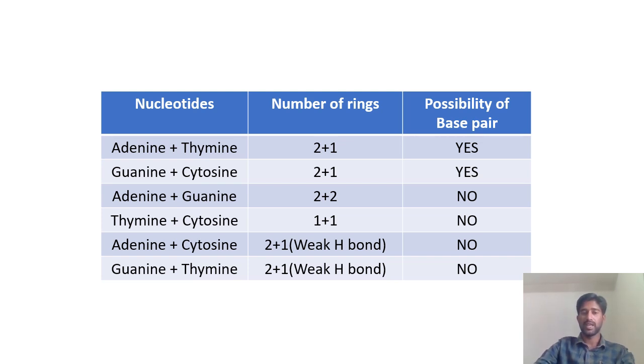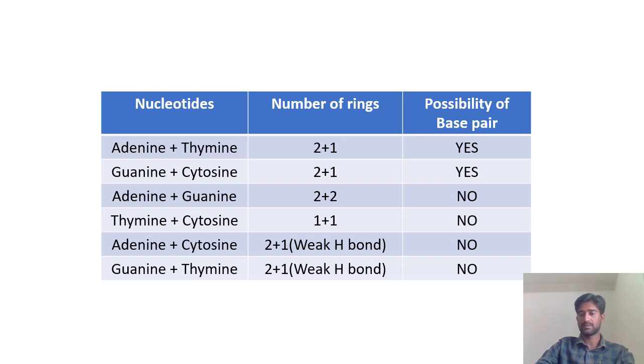In the case of adenine, it is a 2-ring structure, and thymine is a single ring structure, that is 2 plus 1 rings. And guanine is a 2-ring structure, paired with the 1-ring cytosine. But in the case of adenine and guanine, you have 2 rings each, which is not accommodated in the DNA helix. Whereas adenine and cytosine, with two rings and one single ring, even though they could be attached in the helix, is not possible because of the weak hydrogen bonds between adenine and cytosine and between guanine and thymine.